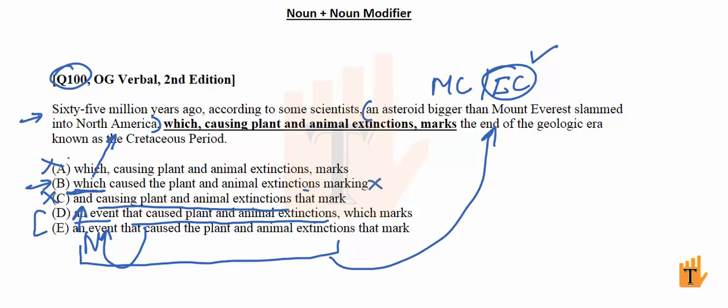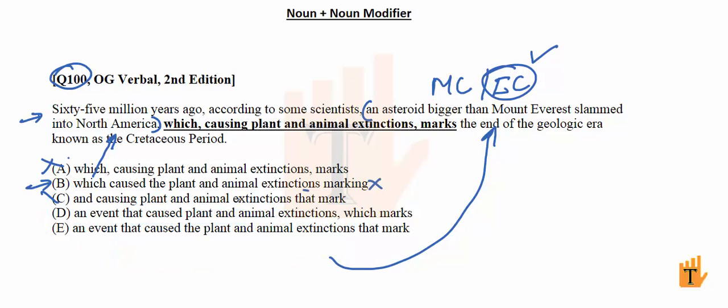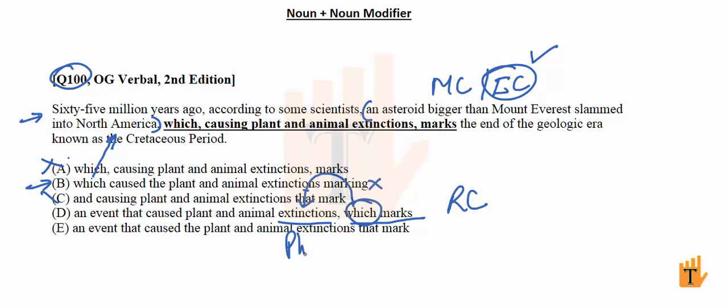So in both D and E, you can see almost everything is the same except the last part. Let's see which one is correct. D says which marks. Which is a relative pronoun used for animal extinctions. It is talking about extinctions, but extinctions is plural, and marks is a singular verb. So here we have a subject verb agreement problem. So D is not correct. Obviously E is the right answer.